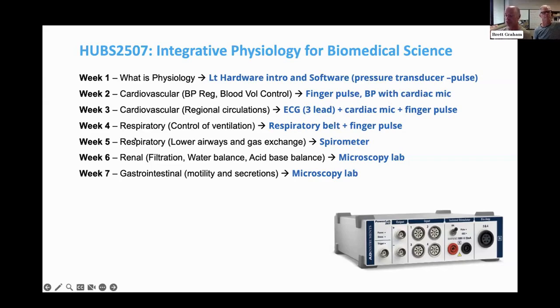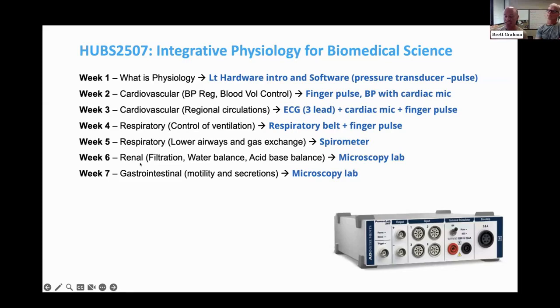Then we go into a two-week block on respiratory. Week 1 is the respiratory belt. So we're looking at breathing rate, and then we also record finger pulse. And so we see some nice respiratory coupling with heart rate, which is really cool for them. The second week, we use the spirometers. So we do spirometry, lung volumes, flows, things like that.